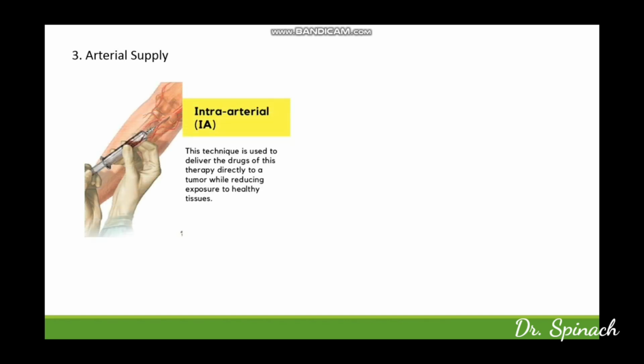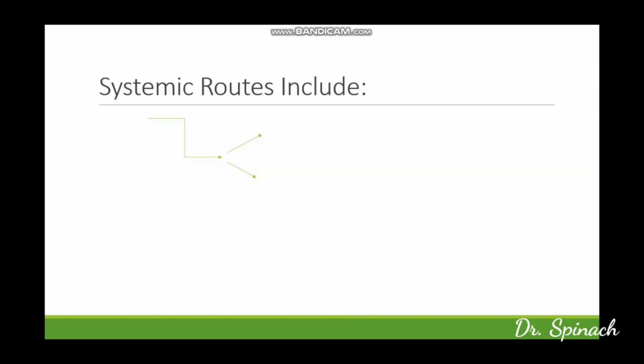The third local route of drug administration is arterial supply. When the drug is infused in the artery, it directly enters the target organ without having to pass through the heart, and hence isn't available in the systemic circulation. Certain anti-cancer drugs can be infused in femoral or brachial artery to localize the effect for limb malignancies. We have completed local routes of drug administration, which majorly included topical, deeper tissues, and arterial supply.